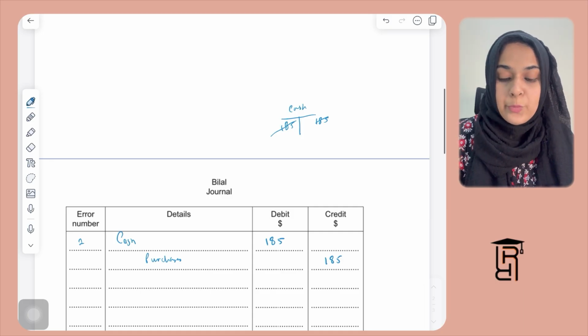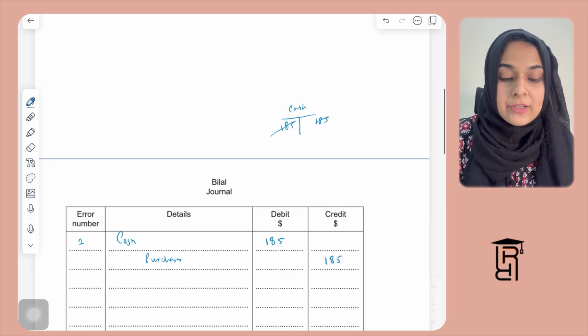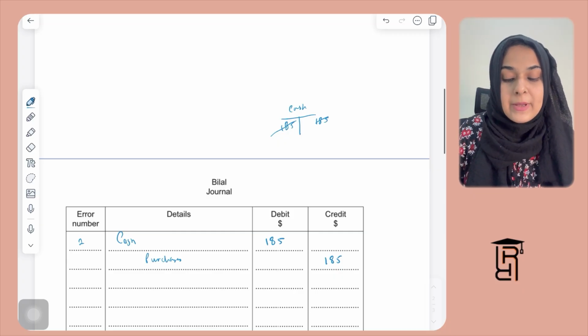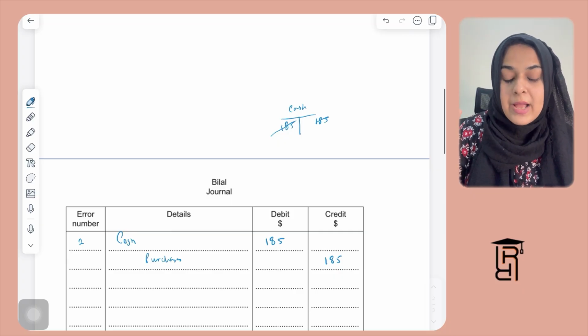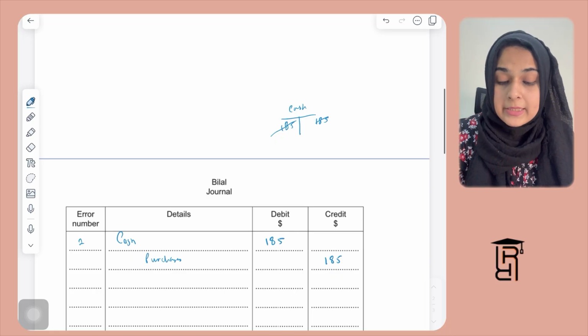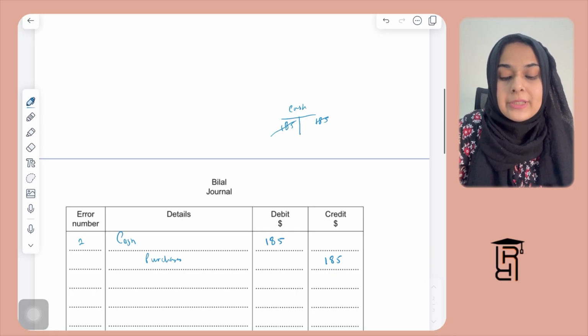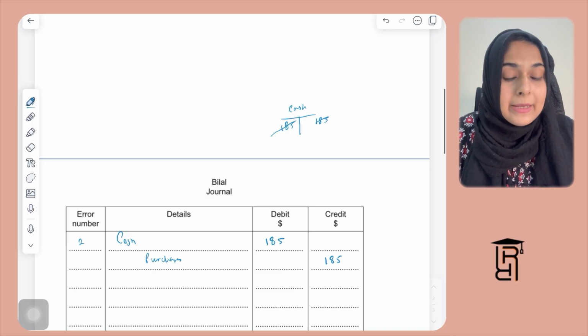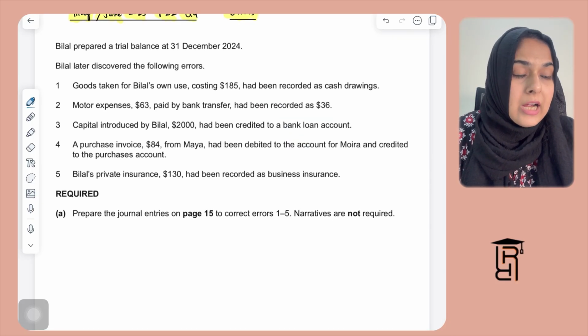Okay, error number 2: motor expenses 63 paid by bank transfer had been recorded as 36. So they've done motor expenses debit 36, bank credit 36. They were supposed to debit motor expenses by 63 and credit bank by 63. So how do you correct this?